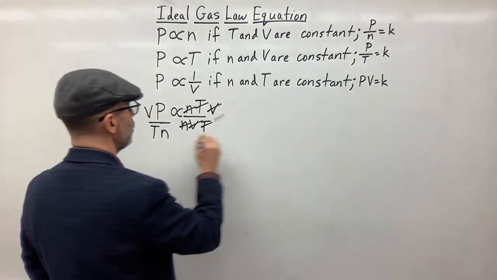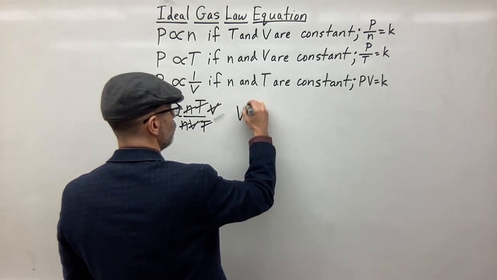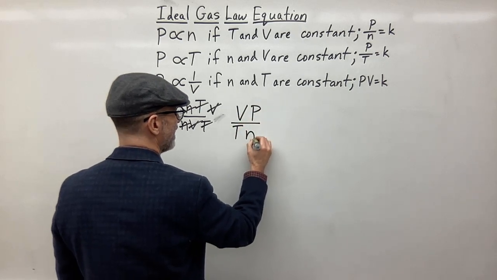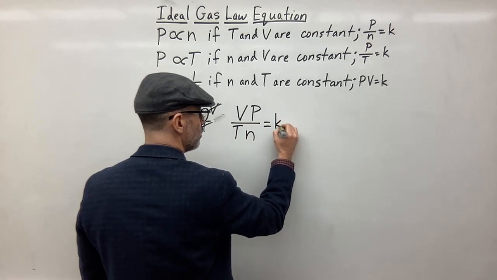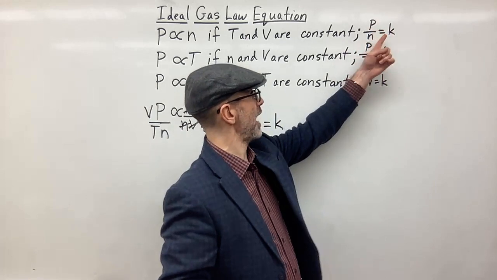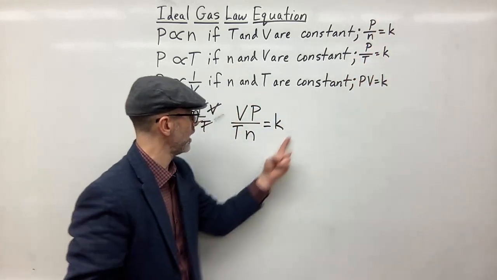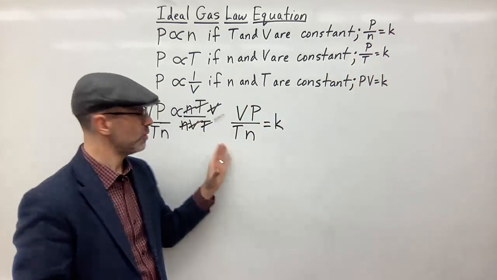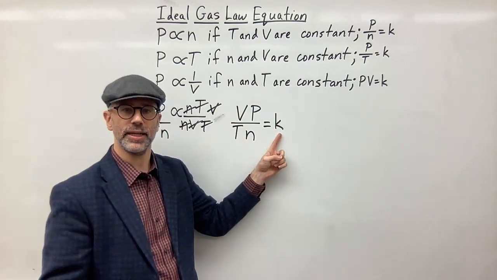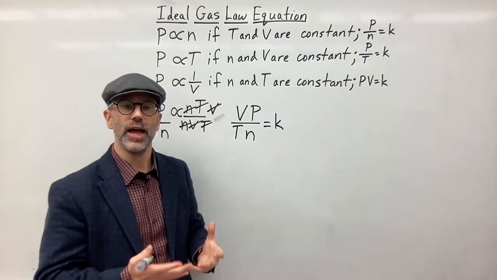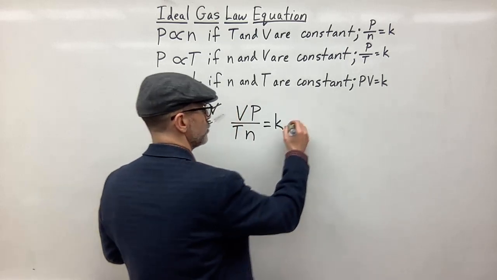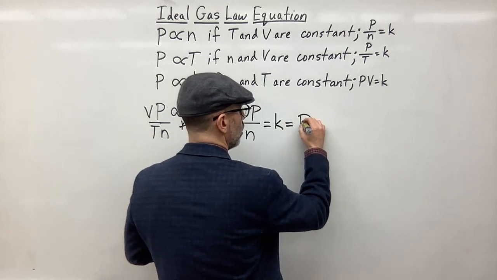But we can then rewrite this as VP over Tn, and that would be equal to some constant K. Basically, what I did here is I just added these three together and I got this. So this here is related to a constant K, but we have a name for this constant. This is actually the ideal gas law constant, which is what we're going to call R.